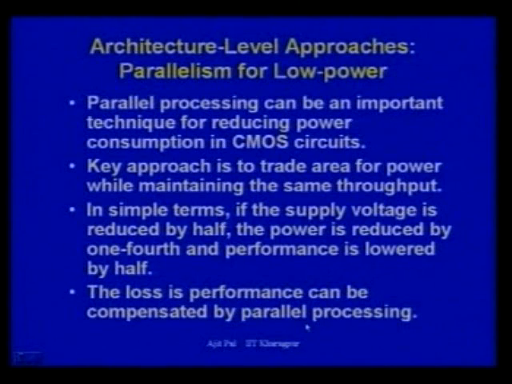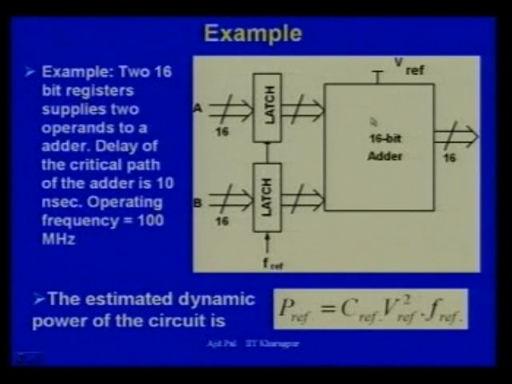This will be very clear with the help of this example. So this is a very simple example. We have a 16-bit adder. It is operating at a frequency f ref, the reference frequency. So what will be the power dissipation? We know the switching power dissipation will be equal to C reference into V reference square into F reference. V reference is the supply voltage, and this is the estimated dynamic power of this circuit. It is operating at reference voltage V reference and at frequency F reference.